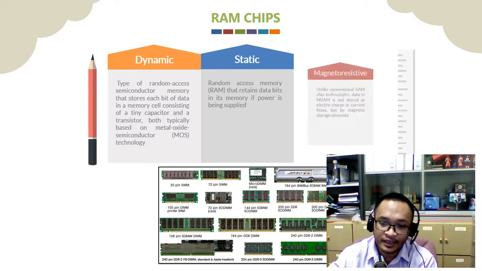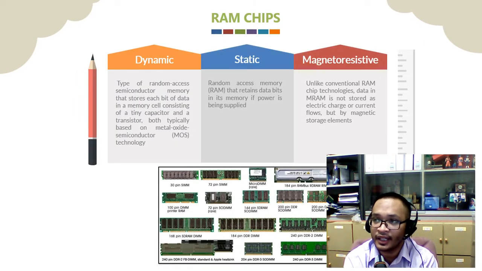Okay, so RAM chips. Basically we have three types of RAM chip. The first is dynamic RAM, or DRAM, then SRAM, and MRAM. DRAM is dynamic RAM, SRAM is static RAM, while MRAM is magnetoresistive RAM. So what are the differences between these three types of RAM chip?